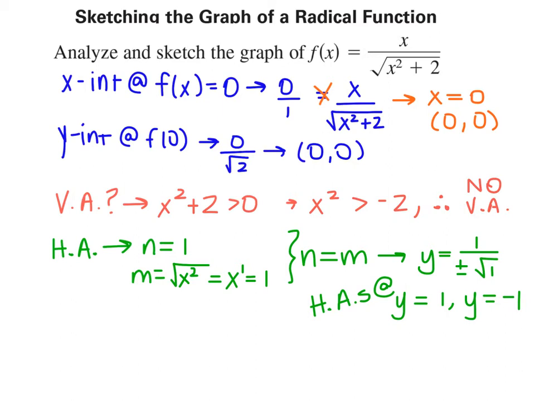And then I think about my horizontal asymptote. And because technically this is a rational function, I've got a fraction and a variable in the denominator, although it's under a radical, that's okay. I treat it with an n over m rule, so this is a degree of 1, and if I take the square root of x squared, that also gives me 1, so they match, and so I take the coefficient here, so that's 1, and that's the square root of 1, but we have to include the positive negative, because when you take the square root, you have to include positive and negative. So that gives me two horizontal asymptotes, one at y equals 1 and one at y equals negative 1.